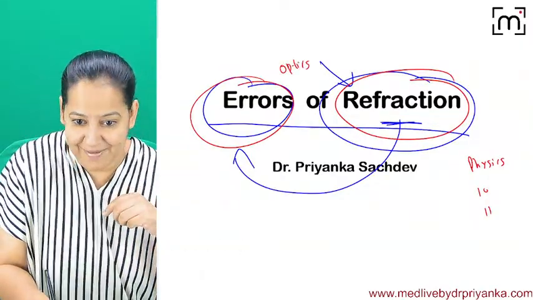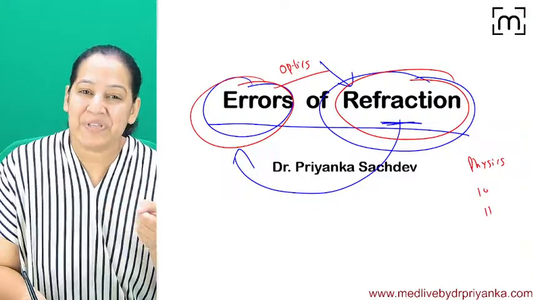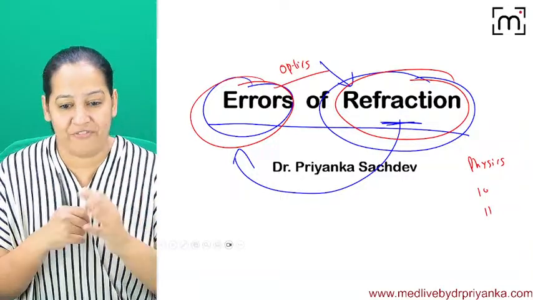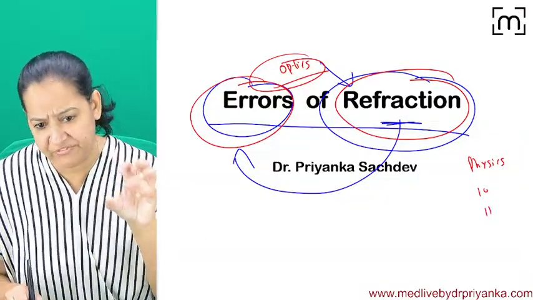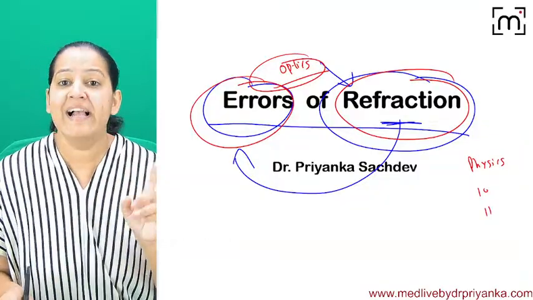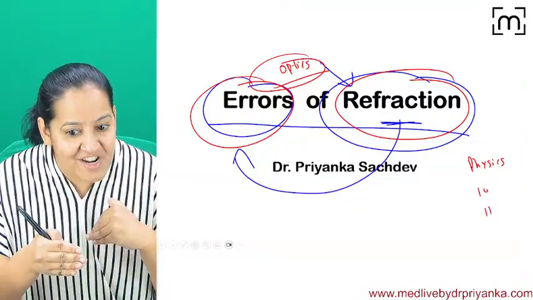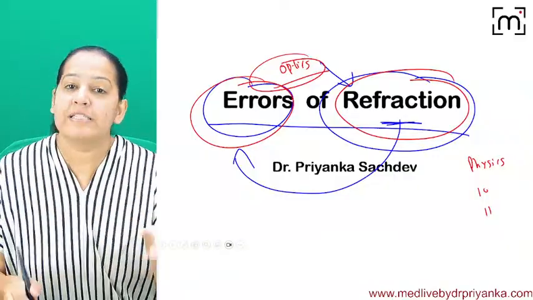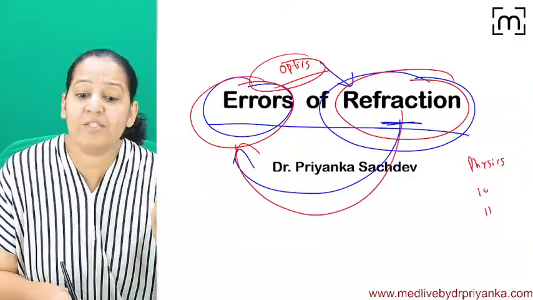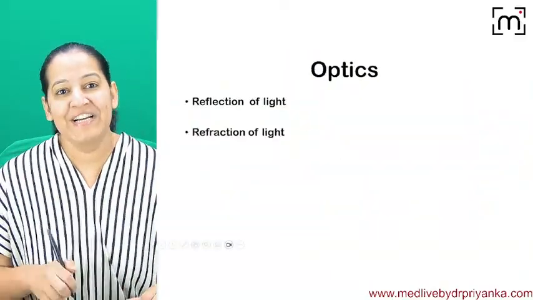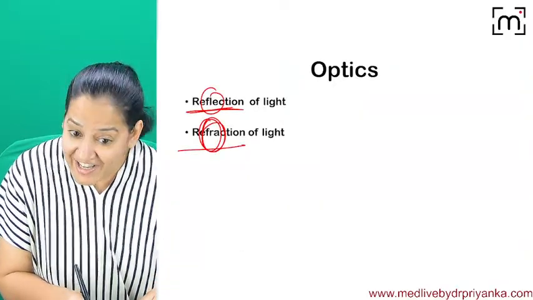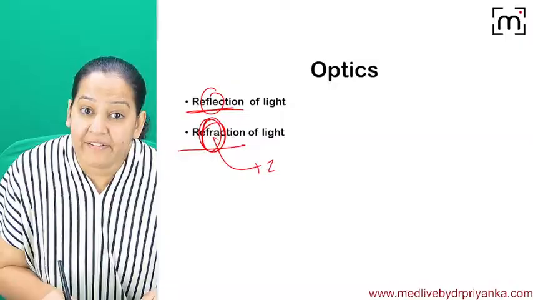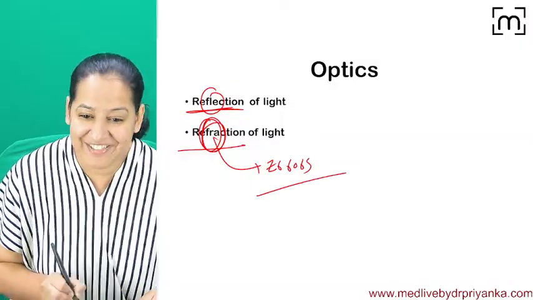It is also in your syllabus. I am not teaching you physics. Optics is also in the syllabus of the third Prof ophthalmology. So first we will see a little bit of optics, in which I will take a portion of the physics. I will not go into detail. I will teach you what is reflection, what is refraction, so that you can understand the errors of refraction in a better way. So first we will see reflection, then refraction, and then we will come to errors of refraction. That is our today's topic.